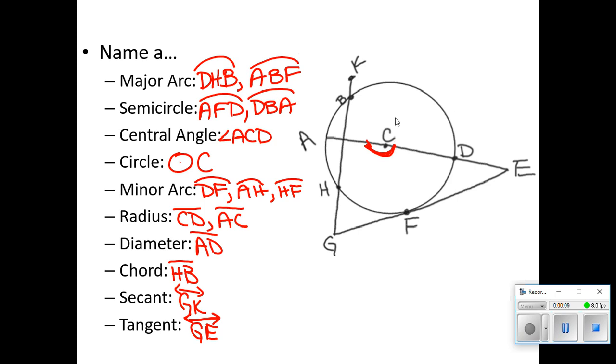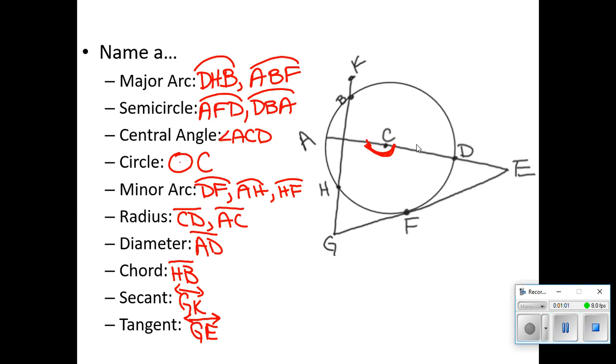Here we have a circle, and I wanted to just go over the different vocab right here. I want you to take a look at major arc. Major arc is here, we have it labeled D, H, B. So you look right here. This is the major arc, and the symbol for arc looks like an arc of a circle. And then another major arc, A, B, and F. So right here, A, B, and F. So that is major arc.